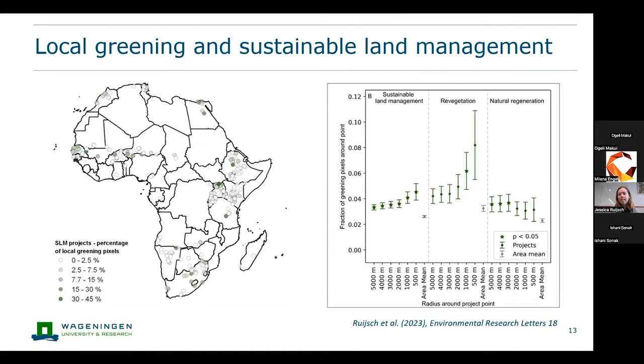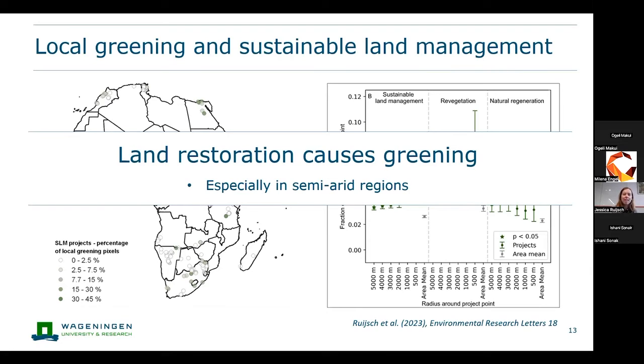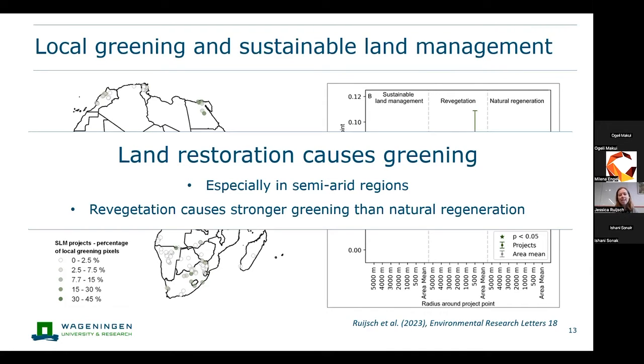And if we then extend this for revegetation and natural regeneration, so these are subcategories of the sustainable land management, then we see that revegetation has high greening, especially close to or in smaller regions, while natural regeneration we see a bit less greening, but more greening in larger areas. So from this we can conclude that land restoration does cause greening in these areas, and especially in semi-arid regions, and we also saw that revegetation causes stronger greening than natural regeneration.